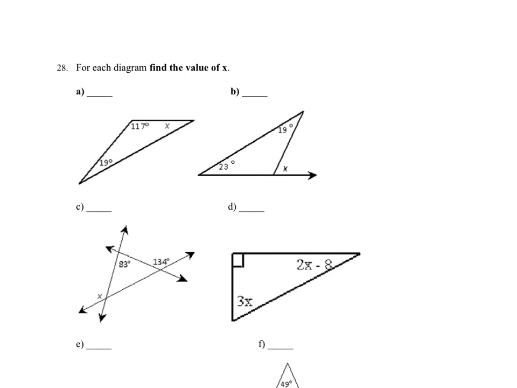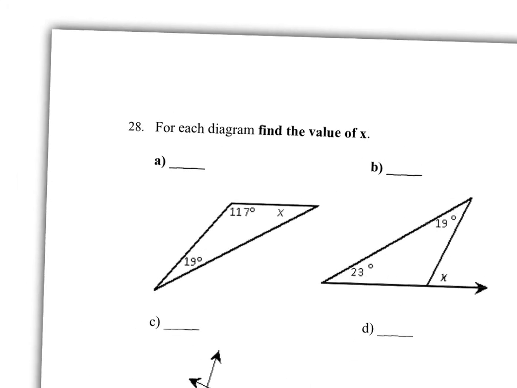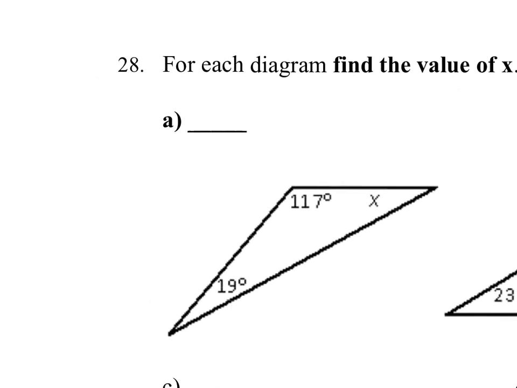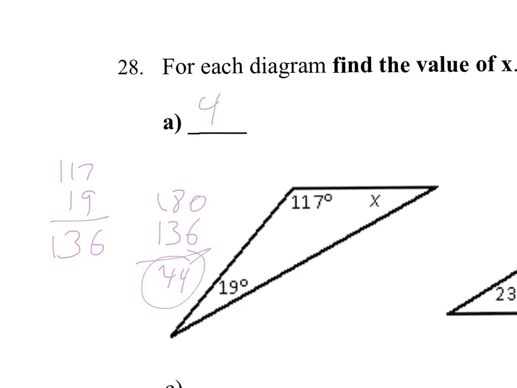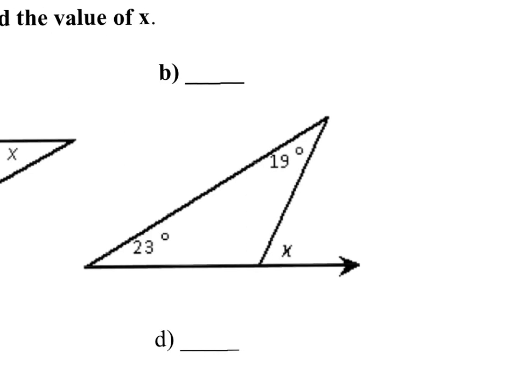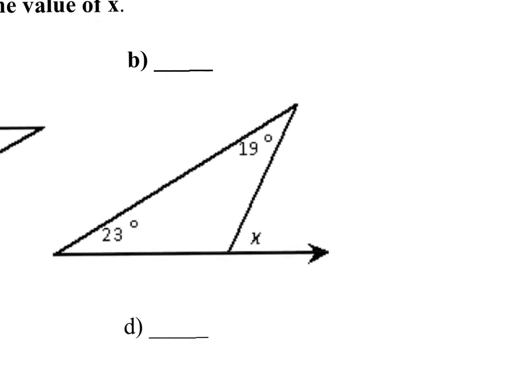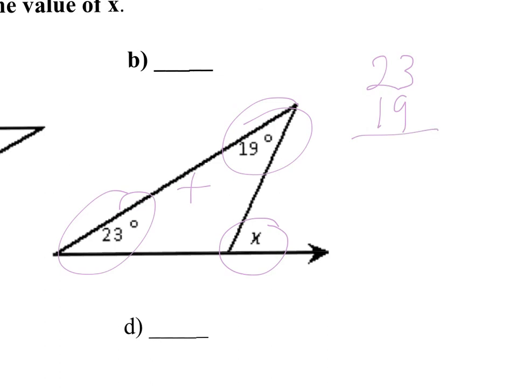Okay, 28. Again, this one right here, A, we're going to take our missing side, add 117, add that to 19, 136, subtract that from 180, and that's my missing angle. We're going to do that here, except this one is different. The exterior angle is equal to the sum of the two interior remote. So 23 plus 19 equals x. My answer is 42.